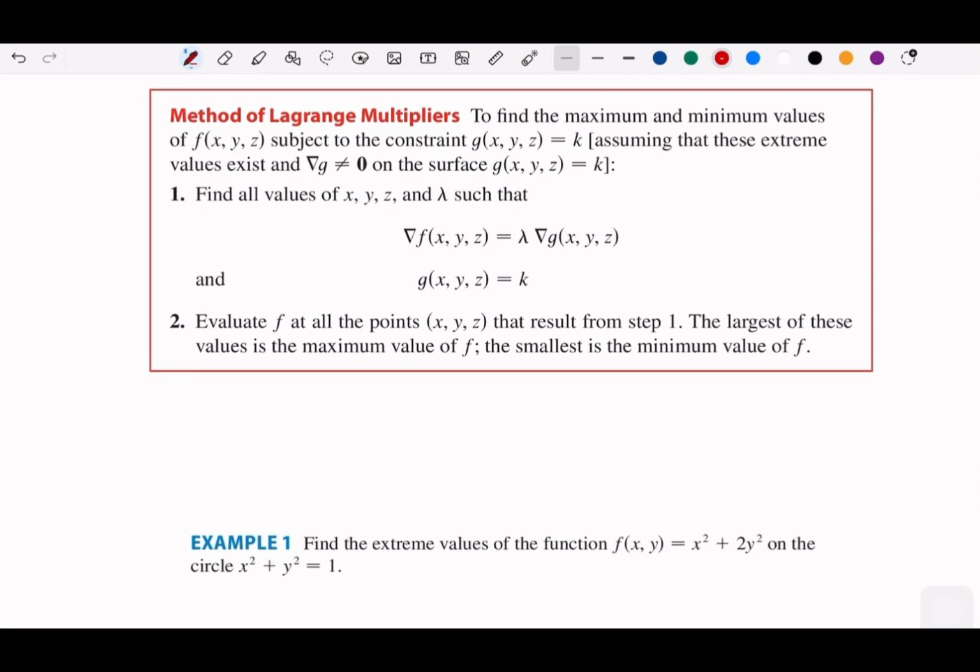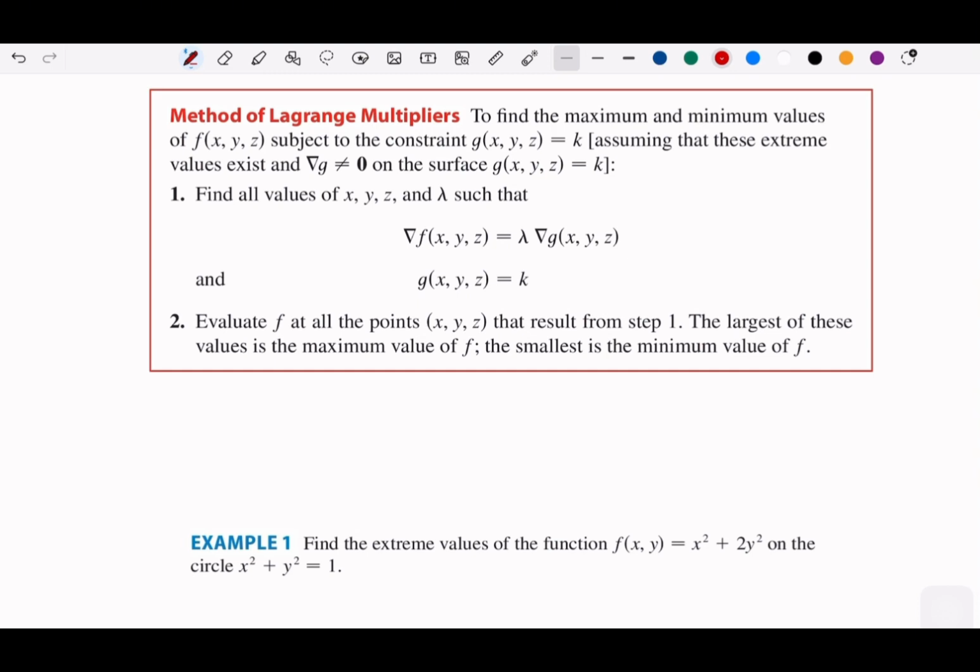And then find all values x, y, z such that del f is going to be multiplied by this lambda, and then we can evaluate all the points x, y, z that we get from 1. The largest will be the maximum, the smallest will be the minimum. Okay, as simple as that. Okay?